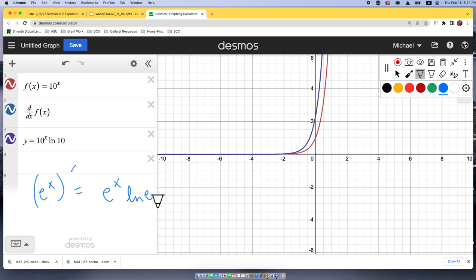But what's the natural log of e? 1. So this is just 1, so this is just e to the x. So again, if you remember the general case, you'll also always get the special case. Okay, so there's always that natural log sort of correcting factor.